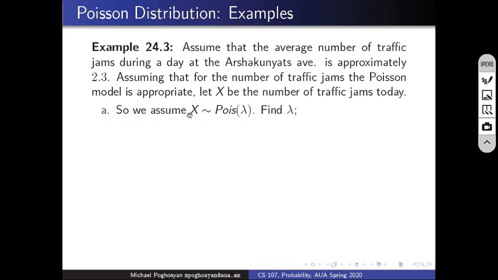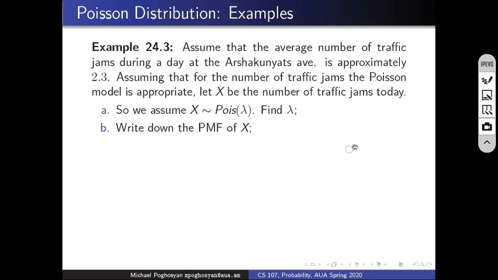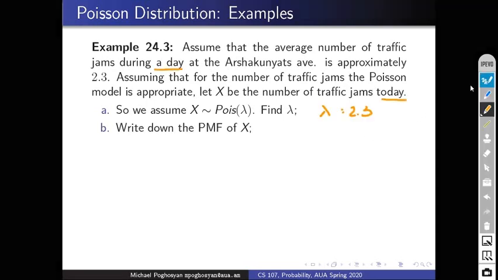So we assume that x is Poisson with parameter lambda. Find lambda, and lambda is the average number of traffic jams during a day. So traffic jam today, so today we are talking about one day. So lambda is 2.3. The problem is asking to write down the PMF of x.